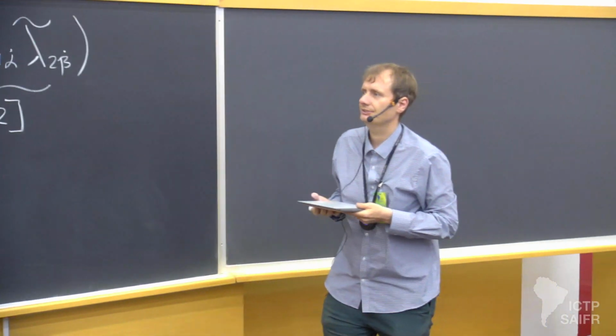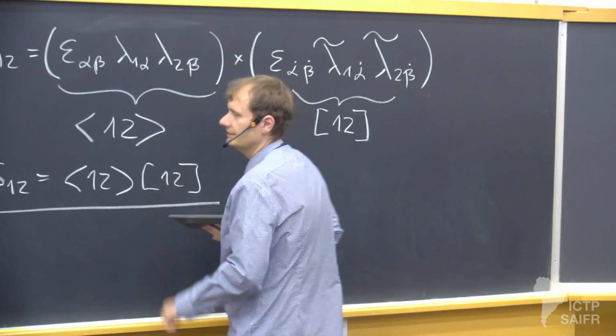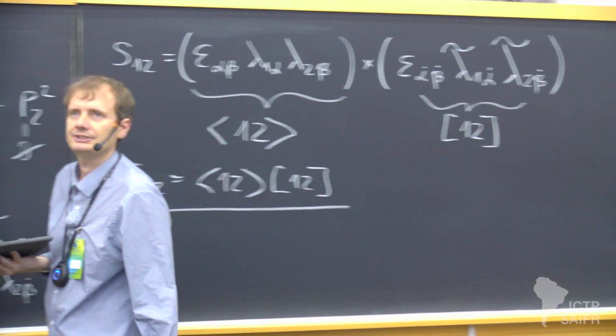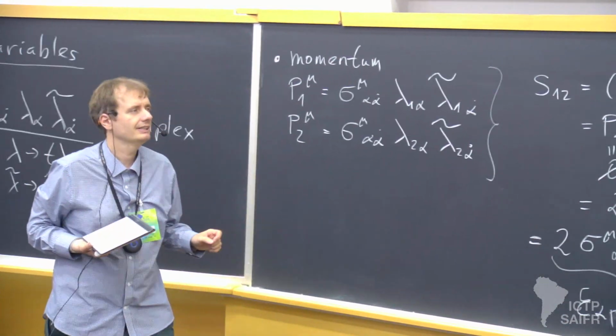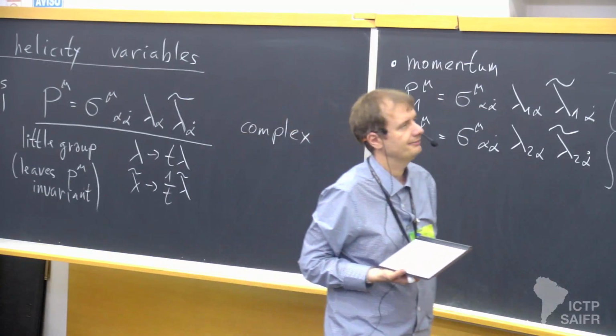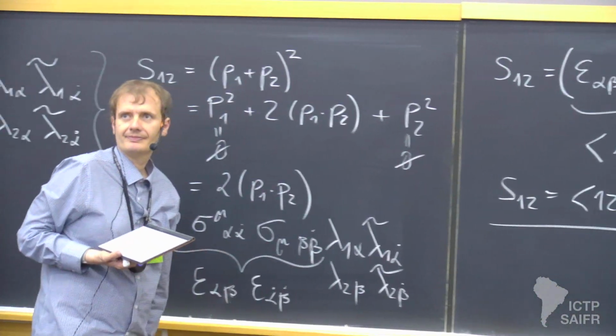Again, it's just a change of variables. This factorization into two pieces would only work in 4 dimensions. So in 4 dimensions, something special happens. And we will see the physical significance of that later.